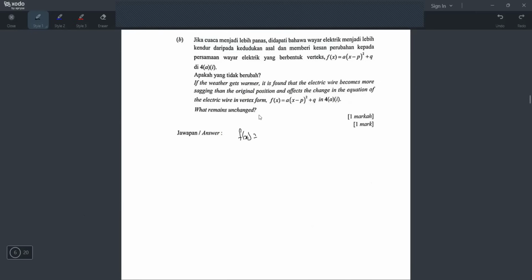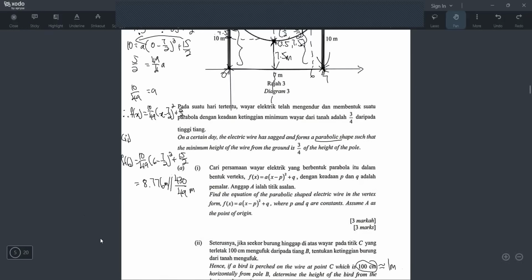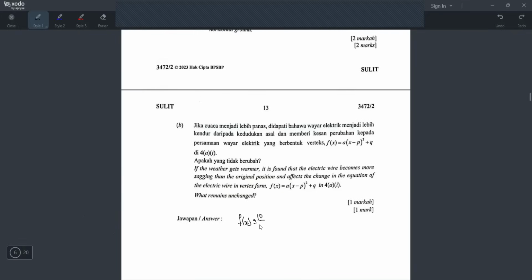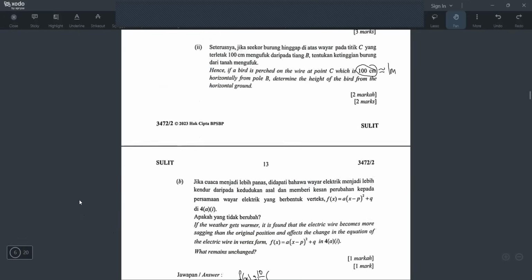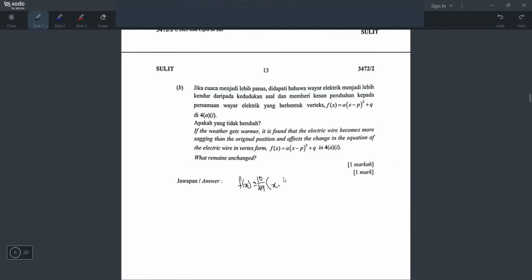What remains unchanged? Okay, what is the old equation? The old equation, the vertex form, which is this one, 10 over 49. Let's write it down. 10 over 49. And then this one will become what? 7 minus x minus 7 over 2 square. All right. And then plus 15 over 2, right?